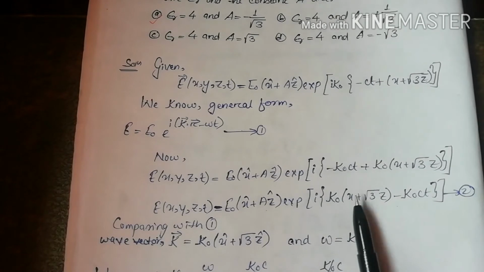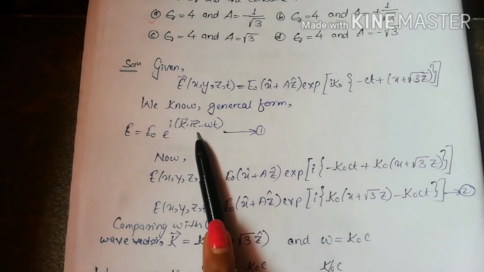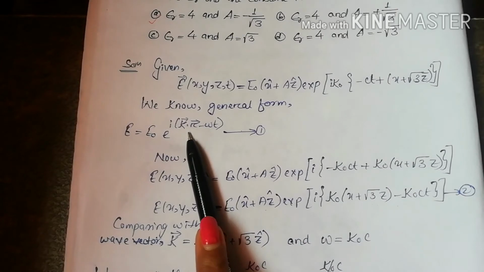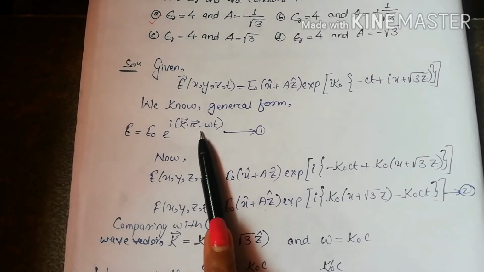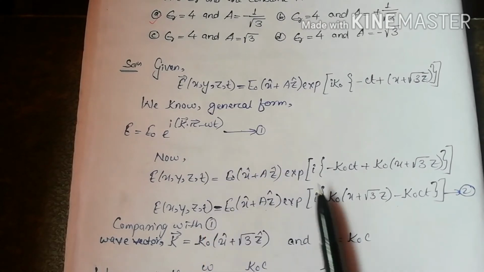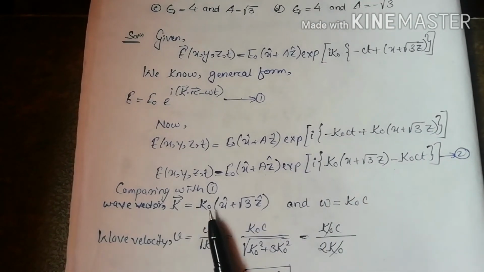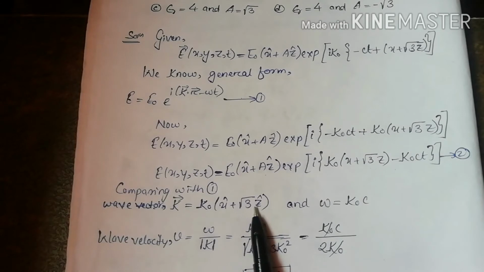How did we get this value? We have K dot R, the dot product of the wave vector with the position vector. So R will be X cap plus Z cap. Then only can we get this value of K. So finally the wave vector K will be equal to K naught times (X cap plus root 3 Z cap).